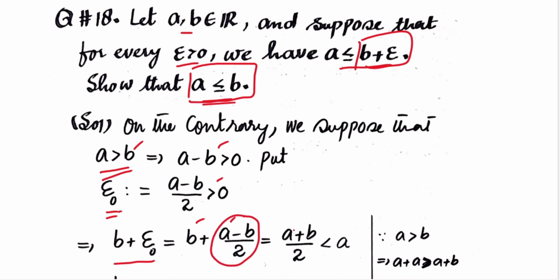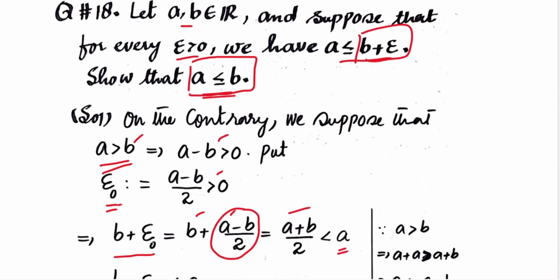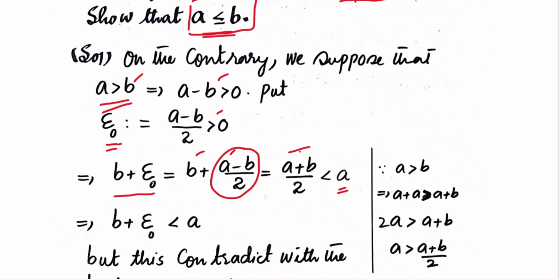So by taking LCM, we have a plus b over 2, and a plus b over 2 is less than a. How is it less than a? It is, as we have assumed that a is greater than b. So by adding a on both sides, we have a plus a is greater than a plus b, or in other words, 2a is greater than a plus b. Dividing by 2 on both sides, we have a greater than a plus b over 2. That's why a plus b over 2 is less than a.